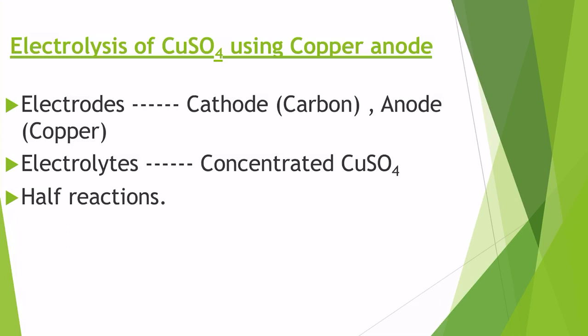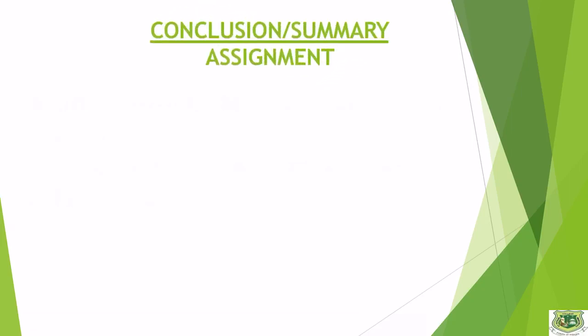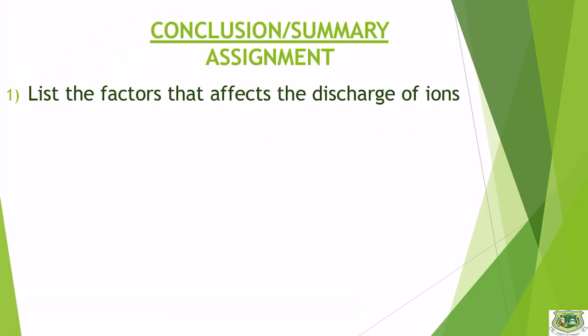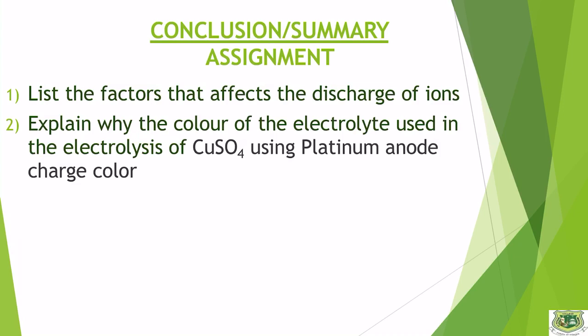Thank you. So the assignments we have for this lesson, which will be submitted at the resumption of the school: number 1, list the factors that affect the discharge of ions. Number 2, explain why the color of the electrolyte used in the electrolysis of copper 2 tetraoxosulfate 6 using platinum anode changes color.